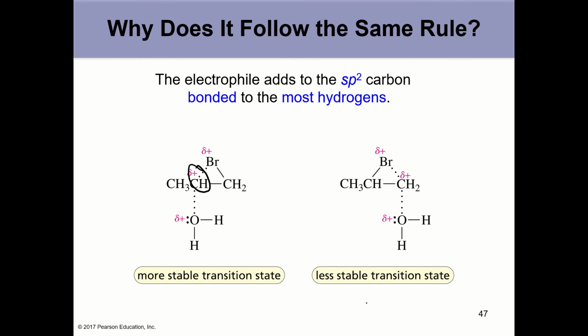How do we know that this follows the same rules that we have been observing? The electrophile adds to the sp2 carbon bonded to the most hydrogens. In this case, bromine is our electrophile. And by forming our halonium ion, the partial positive charge is on the carbon that has more bonds to carbons because that is a more stable position for the positive charge. So in that transition state, the more electrophilic carbon is the more substituted carbon, and the nucleophile, water, adds to that carbon.